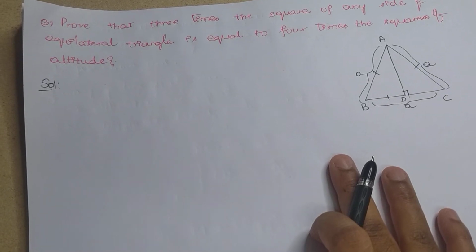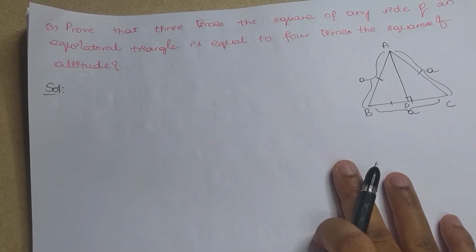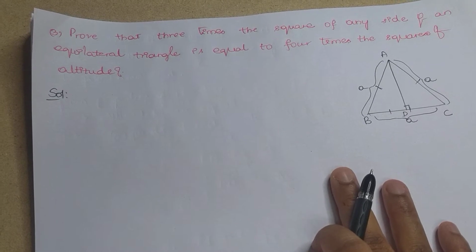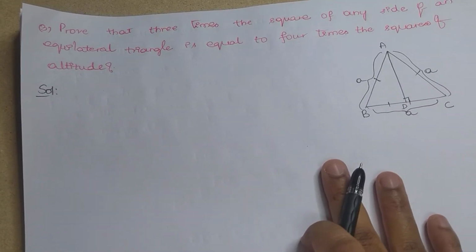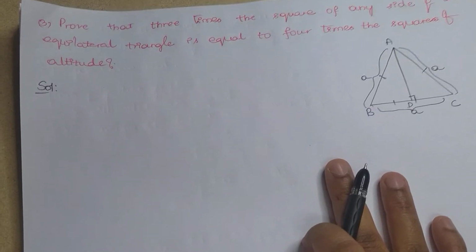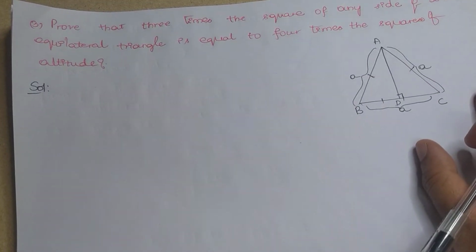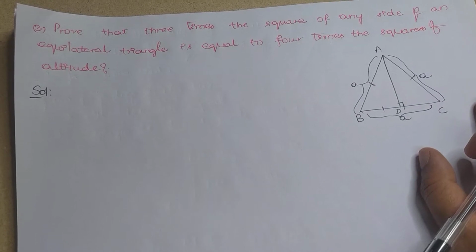Hello friends, let's solve question number 3 now. Prove that 3 times the square of any side of an equilateral triangle is equal to 4 times the square of altitude. So here first we need to draw an equilateral triangle.